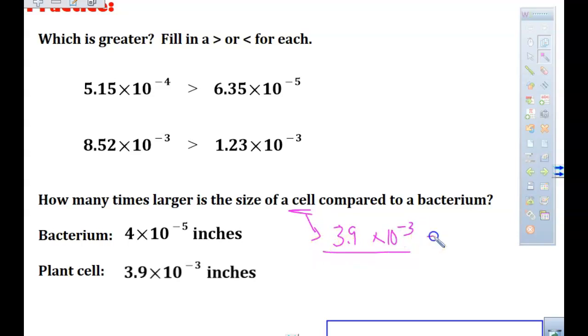Now I will have some people change this to a decimal. What would that decimal look like? 0 point, how many zeros?